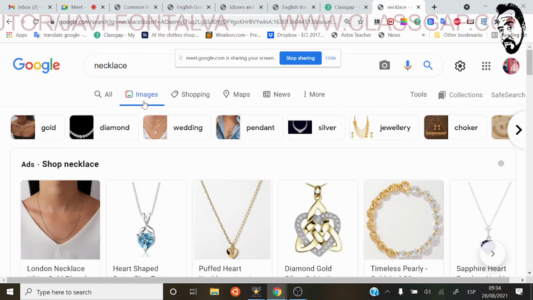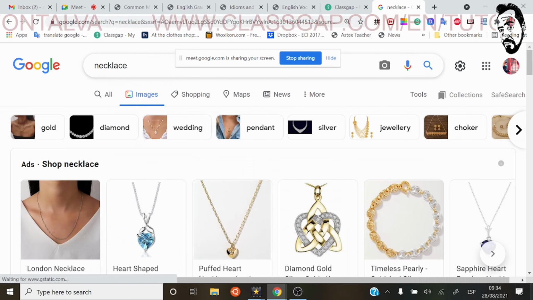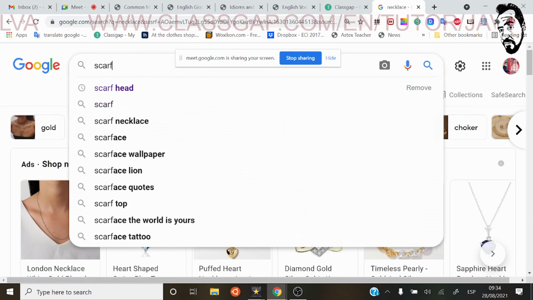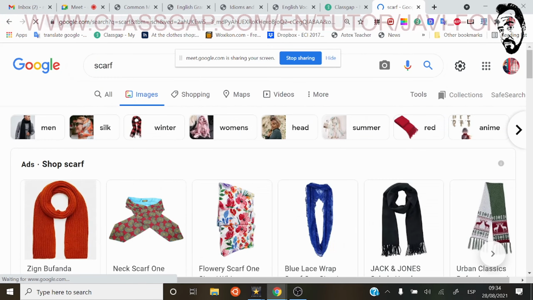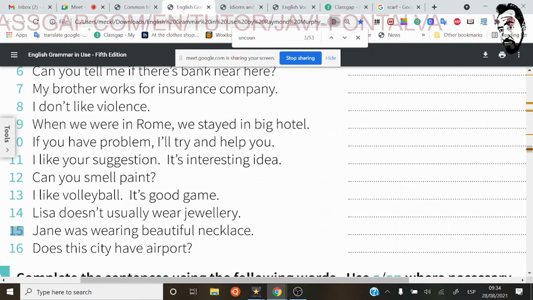Okay. Colgante. A necklace. If you want to say bufanda, we say scarf. Okay. 16.